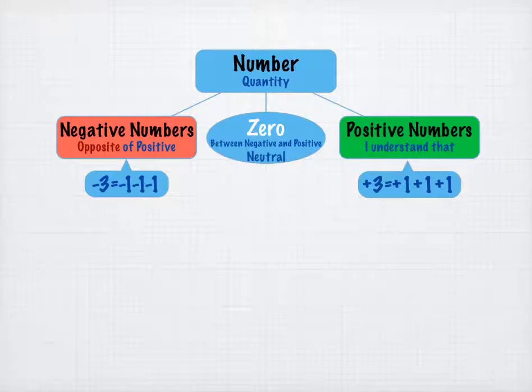It's not a positive number. It's not a negative number. It's the only number that's not really a negative thing or a positive thing. So how does this help us understand what a negative number is, and why I say that a negative number is the opposite of a positive number?